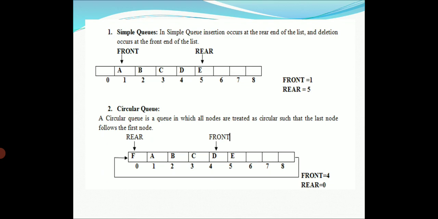The second type is the circular queue. A circular queue is a queue in which all the nodes are treated in a circular fashion, such that the last node follows the first node. Here is a diagrammatic representation. The last node is 8, which is followed by the first node, that is 0. Here the front position is 4 and the rear position is 0.